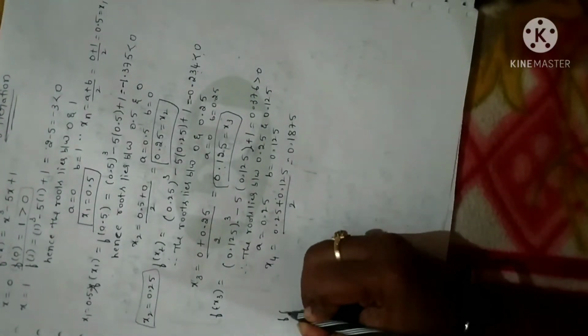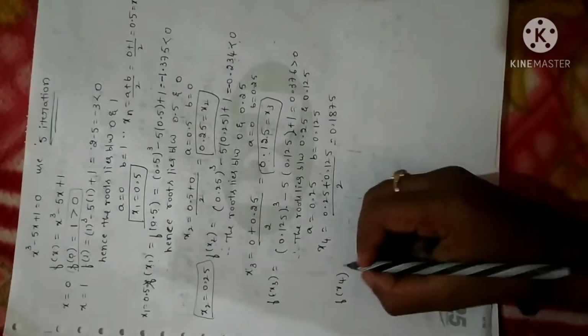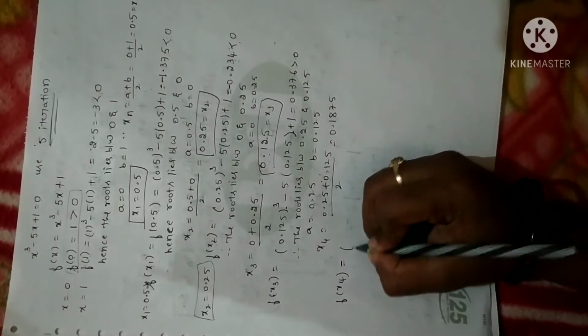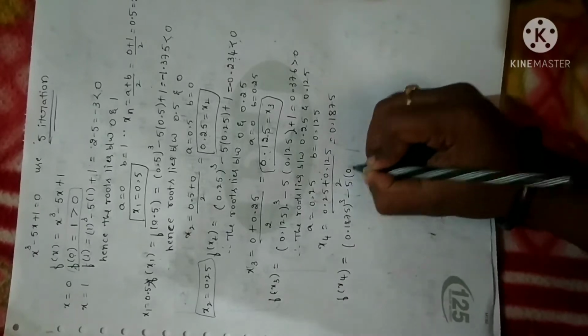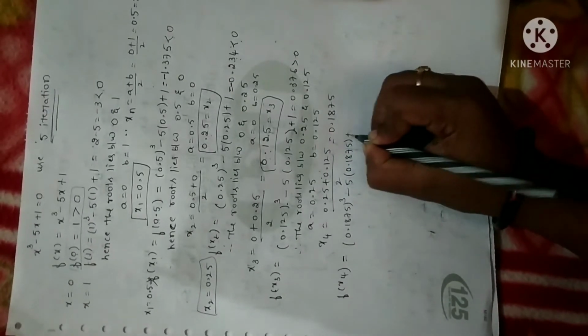Now let me find f of x4 value. Replace x with 0.1875. So you will get 0.1875 whole cube minus 5 into 0.1875 plus 1.